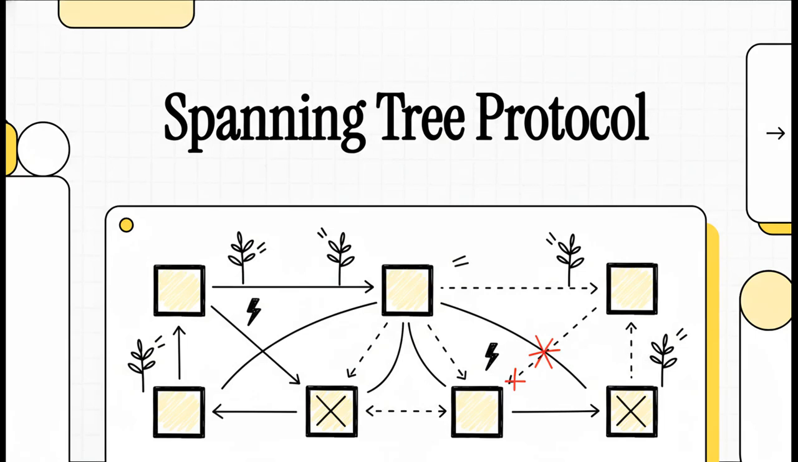All right, so last time we saw a network just absolutely melt down because of one extra cable. So what do we do? We need those backup paths, right? But how do we build them without setting the whole thing on fire? Well, let's get into it, because the solution is actually pretty brilliant.